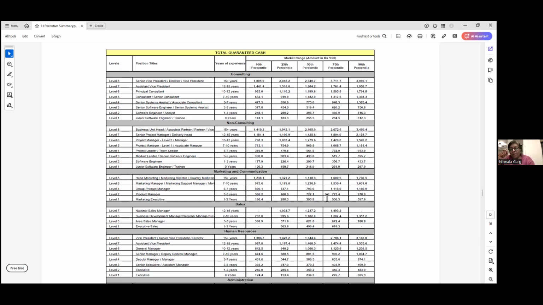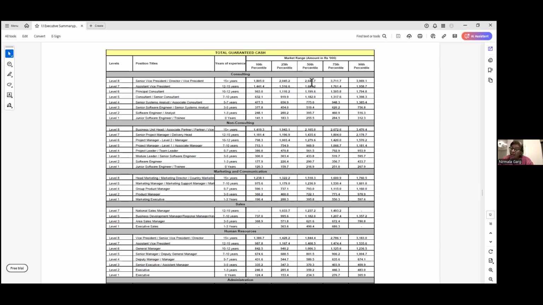Now, when I'm looking at market data, what does it mean? That means market data is always median data. Anybody who understands median? What is a median? It is the 50th percentile. Median is a 50th percentile. So market data is always mostly 50th percentile.